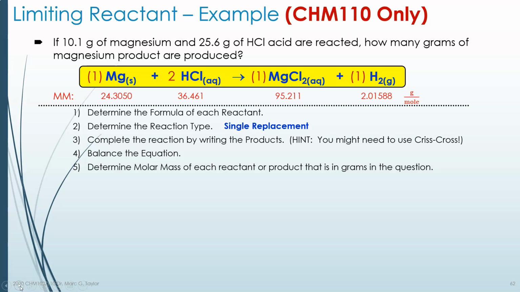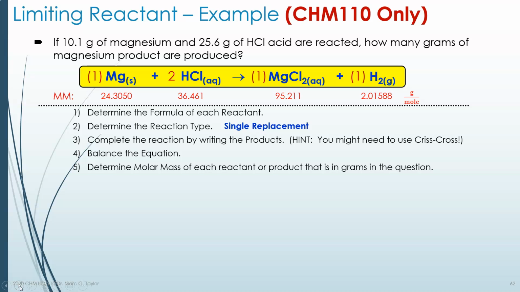Magnesium is right off the periodic table. Hydrogen gas, we don't need it, but I included it anyway. HCl, you're just adding an H plus a chlorine. You get 36.461. And magnesium chloride, you have 1 magnesium and 2 chlorines, 95.211 grams per mole. These are all in grams per mole.